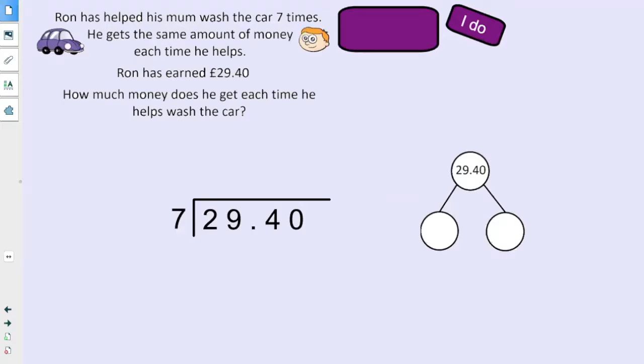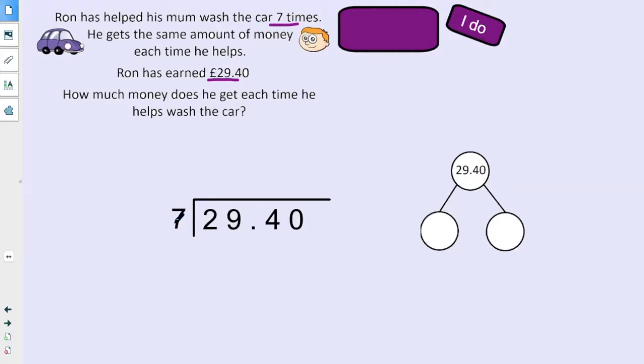So I'm going to lead you through the first problem. Ron has helped his mum wash the car 7 times. Very helpful. He gets the same amount of money each time he helps. Ron has earned £29.40. How much money does he get each time he helps wash the car? So I've got £29.40 and I'm dividing it by 7 because that's the amount of times he washes the car. It might be helpful for you guys to underline key information in the question.